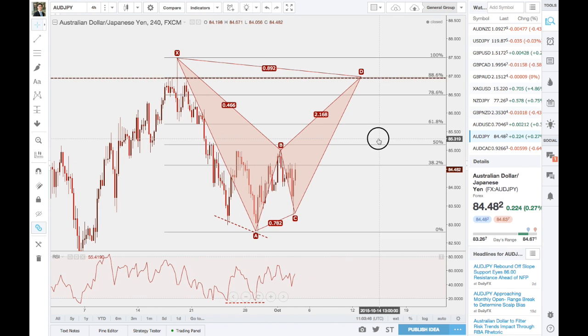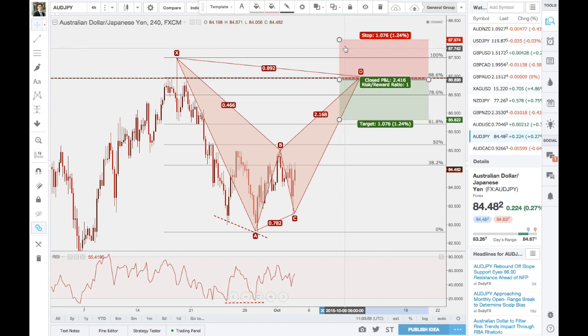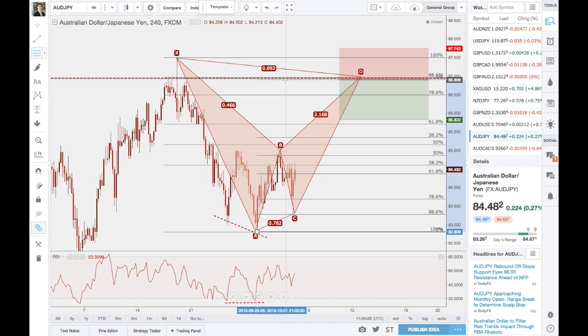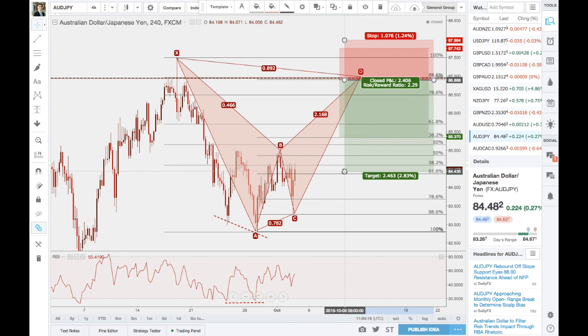So once again, how we are going to set our entries? We'll be waiting for price to come up all the way to the 886 retracement level, which is the 86.94 level, around that region. We'll be shorting over there with our stops above our X, and for targets we'll be using the harmonic advanced pattern target. The first TP will be at the 382 level, and the second TP will be at the 618 level. Let me pull in the 618 level.